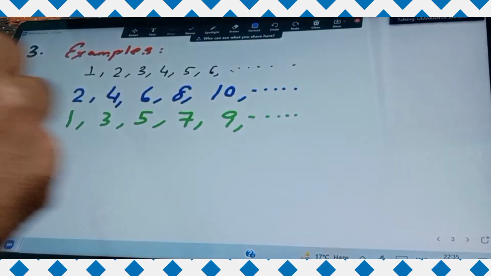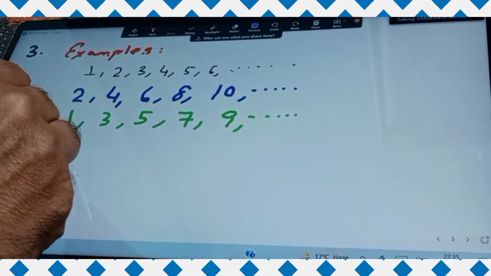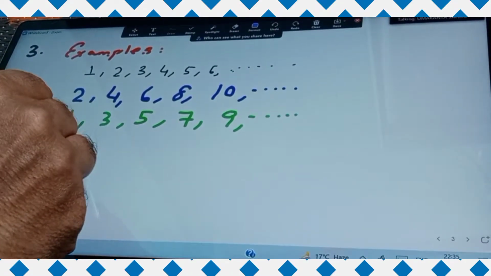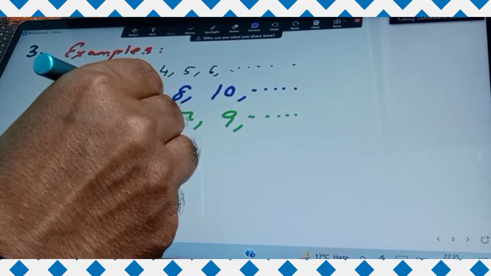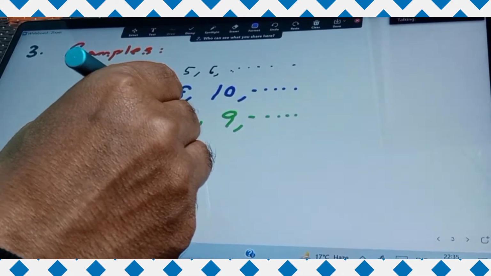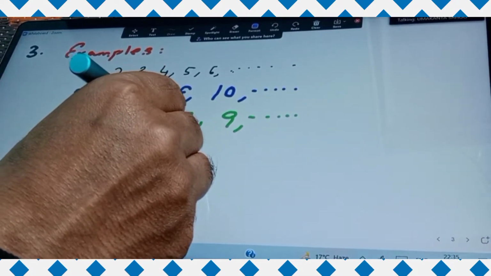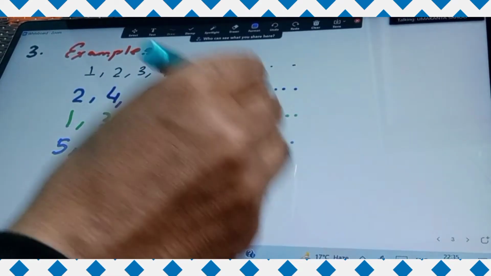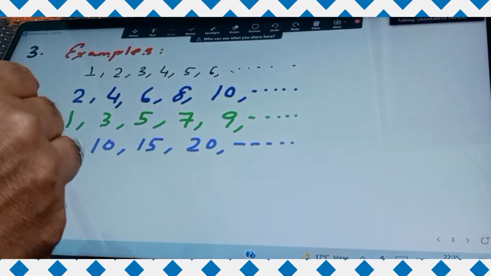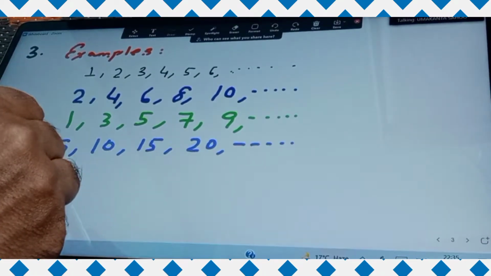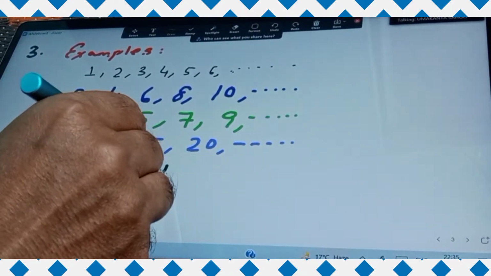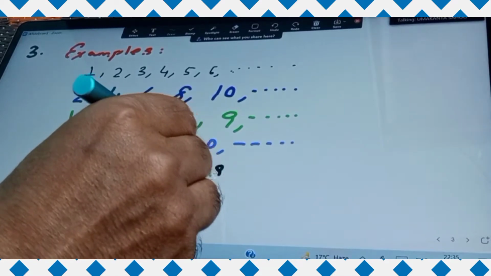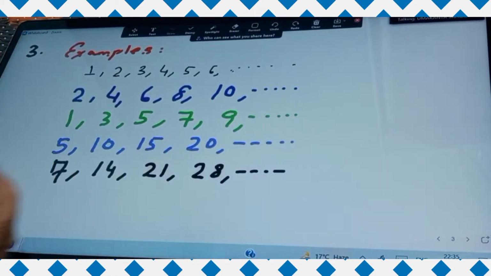And here write 5, 10, 15, 20, multiples of 5, etc. Another sequence. You can write 7, 14, 21, 28, etc. is another sequence. Okay, these are some examples of sequence.